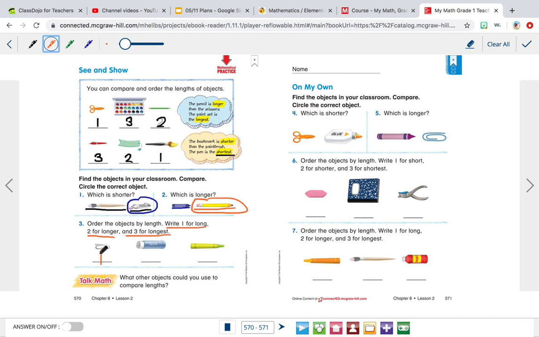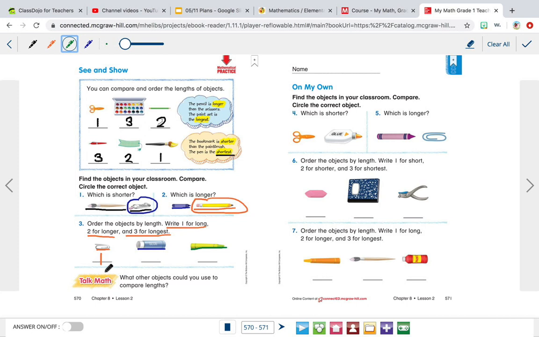the paper clip, because look at this. So here's the line for the paper clip. It's very short. Here is the line for the glue stick, and here is the line for the crayon. We see that the paper clip is much shorter than the other two, so that's why we're going to say that the paper clip is shorter.